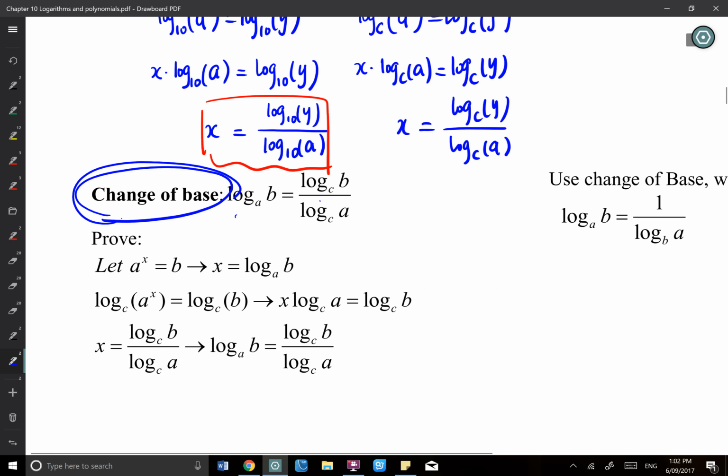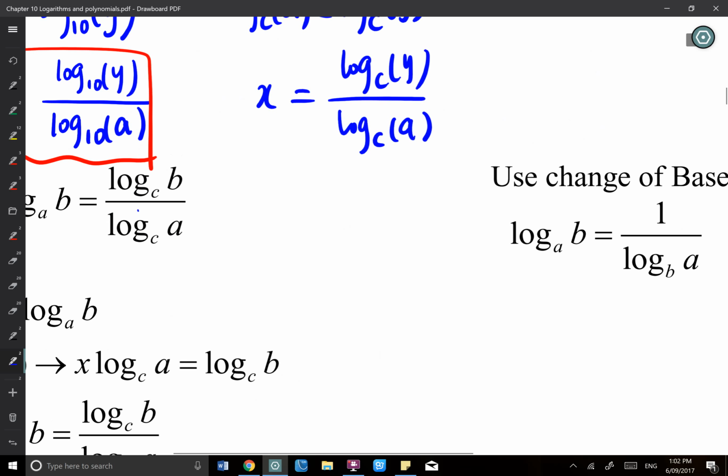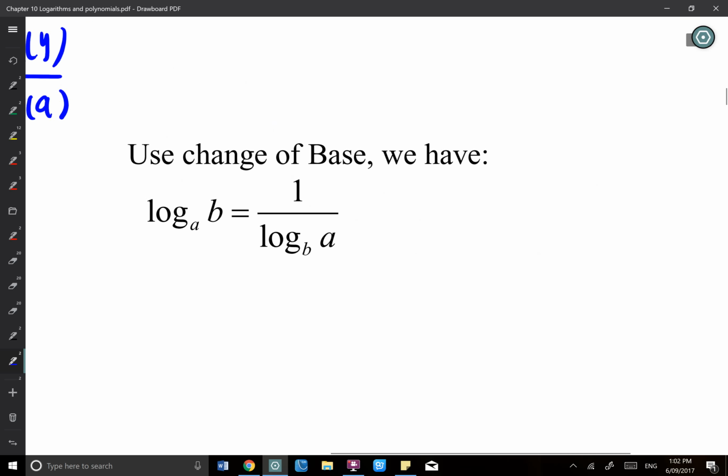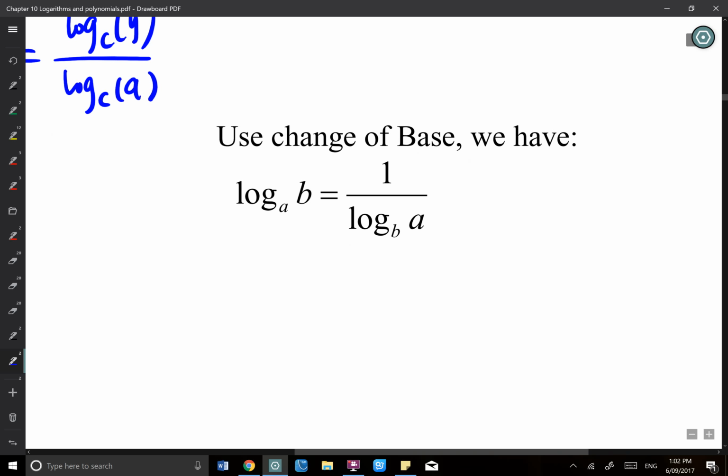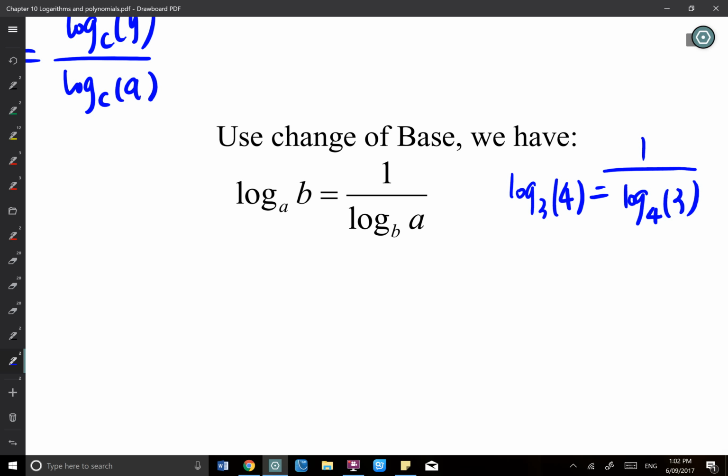Okay, again, you don't need to know the proof, but I have a very important result by using the change of base formula: log_a b equals 1 over log_b a. So, for example, log_3 4 equals 1 over log_4 3. Why is this true? I will use the change of base formula to help you work on that.